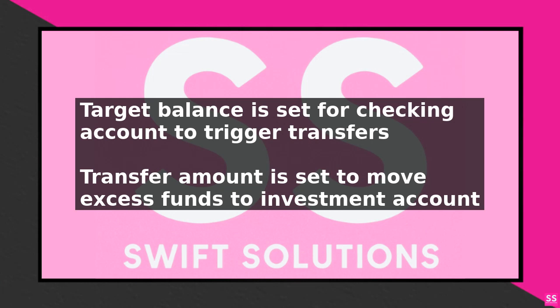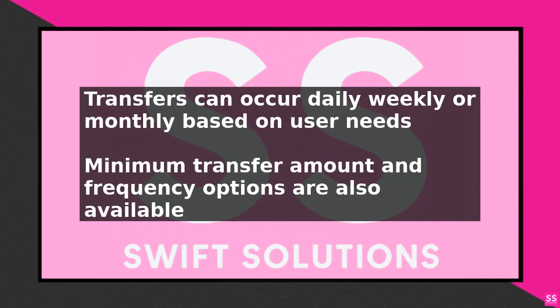For example, if your target balance is $1,000 and you set the transfer amount to $500, whenever your checking account balance exceeds $1,000, $500 will be automatically transferred to your Betterment investment account.